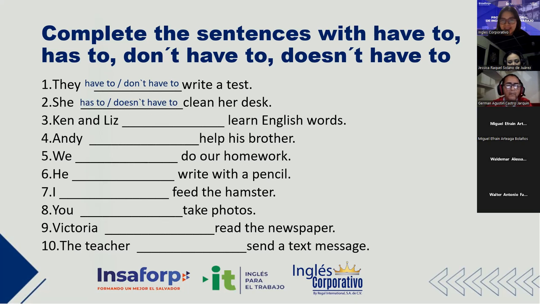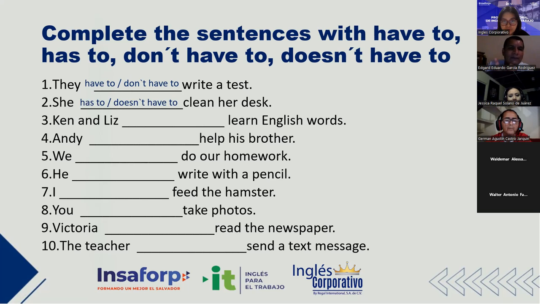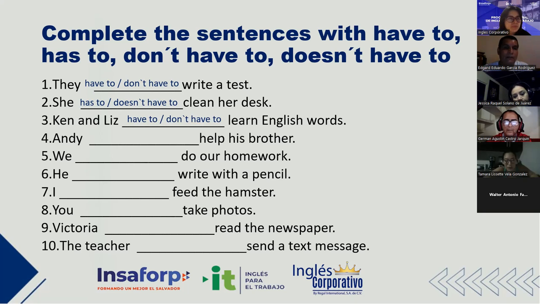What about number three? Ken and Liz? Ken and Liz have to learn English words. They don't have to learn English words. Okay, what about number four? Andy? Number four, teacher. Andy has to help his brother. Okay. Andy has to help his brother, or? Andy don't have to help his brother. Per person, Andy? Doesn't. Yes, Andy doesn't have to help his brother. Right? He has to help his brother, or he doesn't have to help his brother.